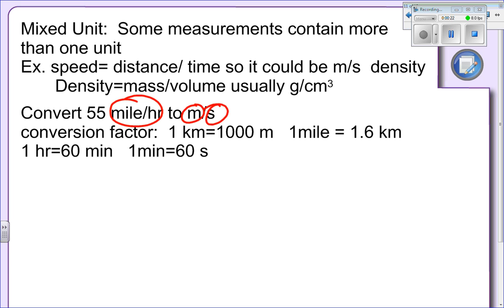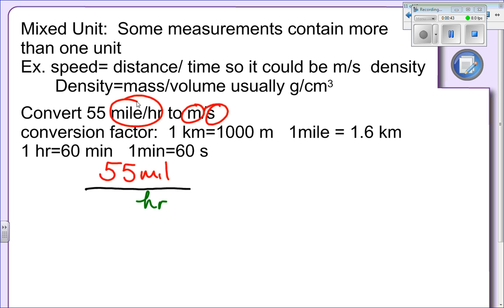I'm going to start by just creating a t-table with 55 miles on top, and then on the bottom, I'm going to put the time. So on the bottom, I'm going to put the hours. So 55 miles per 1 hour. So we can write a 1, or I'm just going to write it as hours. Then we're just going to deal with one at a time.